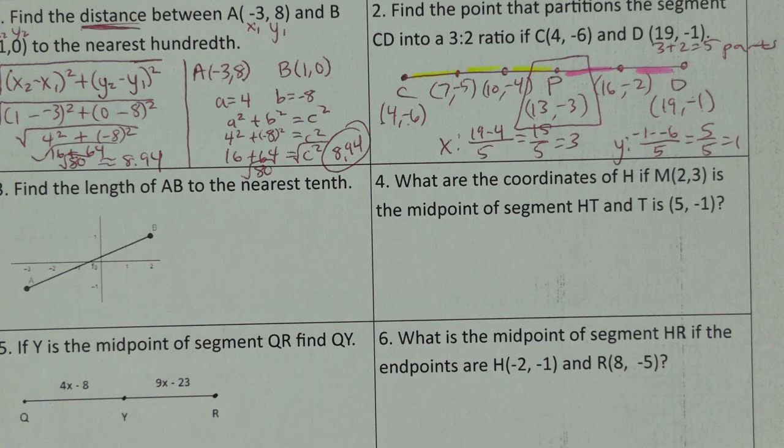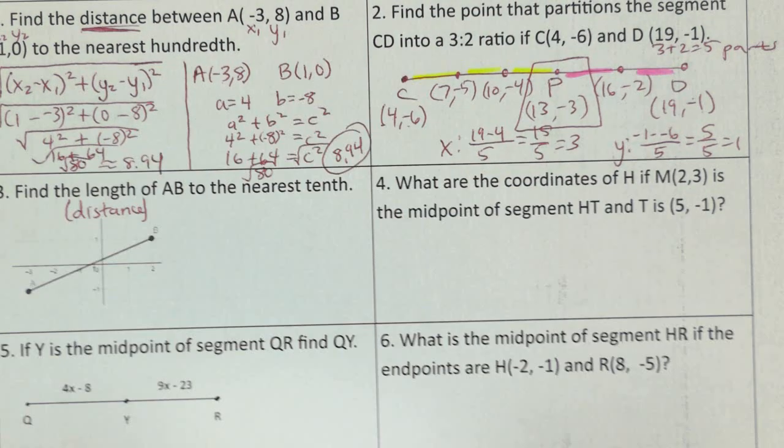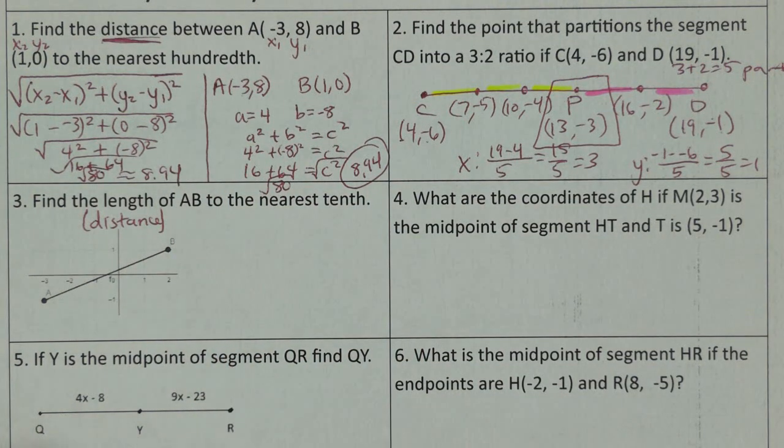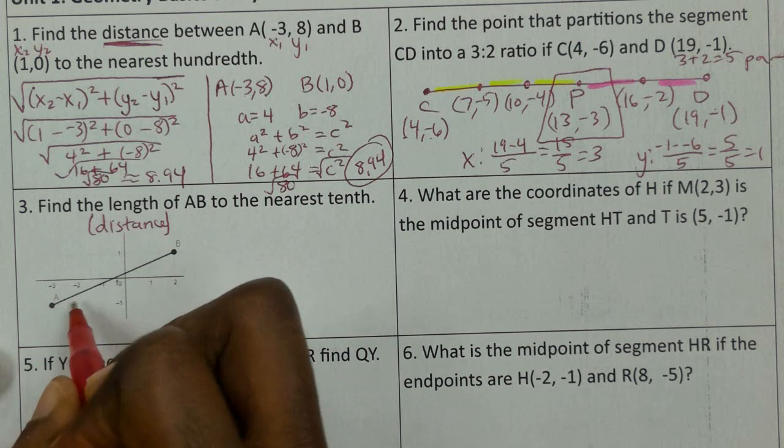Okay, for number 3, you're finding the length, which is synonymous with distance, so it means the same thing as distance, so the distance between A and B. It's very similar to number 1, except they don't give you the coordinates this time, they give you a graph. Definitely on a graph, Pythagorean theorem is going to be quicker and less erroneous.